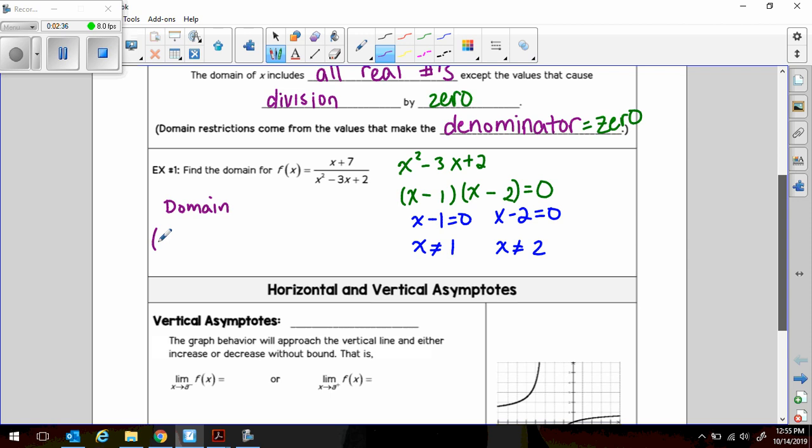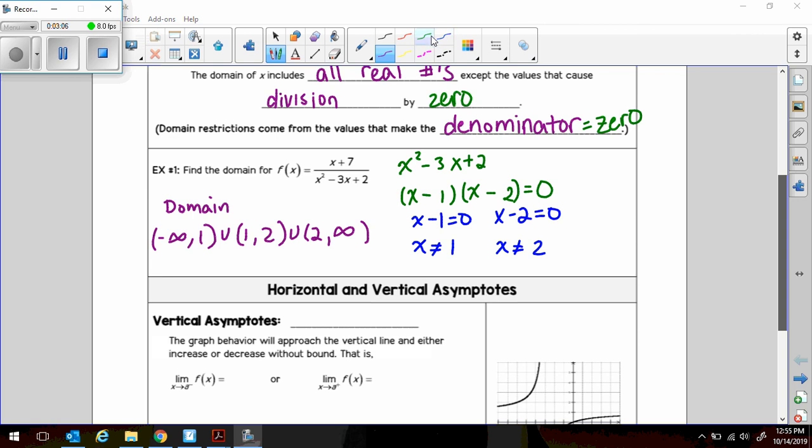So the way I'm going to write this is the smallest number comes first. So negative infinity all the way to 1, union. You cannot include 1, so no brackets here. I'm picking back up at 1 all the way to my next restriction, which is 2, union. I'm going to start back up at 2 and I'm going to go all the way to infinity. So this means all real numbers except for 1 and 2.